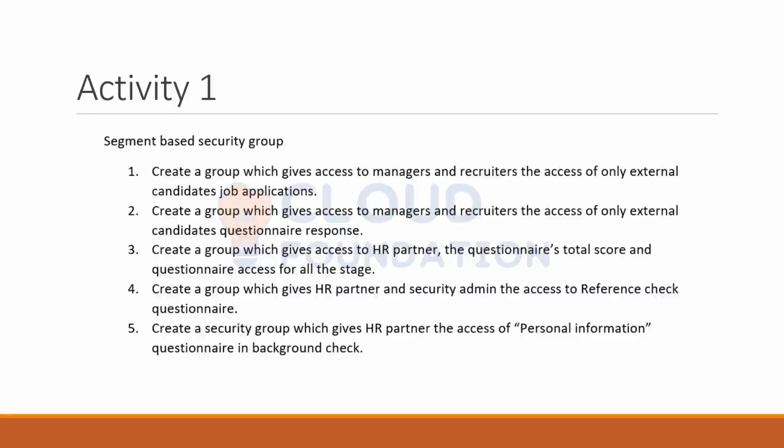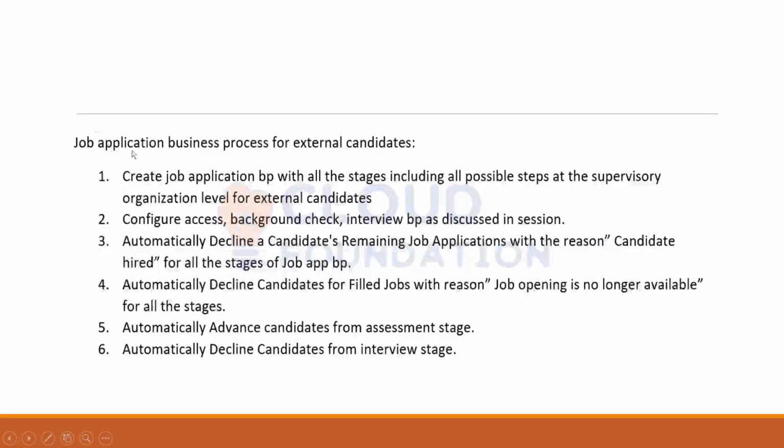Okay, so this is your first activity. It includes the concepts of segment-based security group and job application. You have to create 5 security groups based on the conditions given over here. Then you need to create a job application process for external candidates. Please keep in mind that you're doing this for external candidates, so you have to take the appropriate security groups as well.